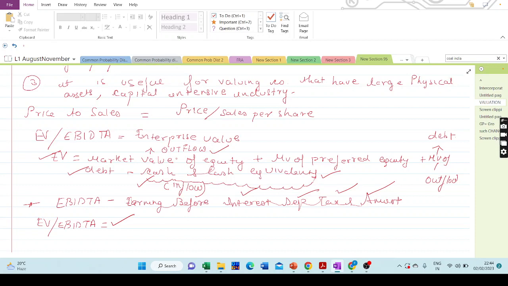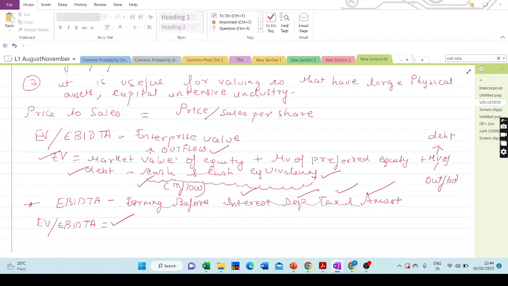And just like PE, price to book, EV by EBITDA is also a comparison tool, and there is no single good EV by EBITDA. It varies from industry to industry. Your EV by EBITDA would vary from industry to industry, right?